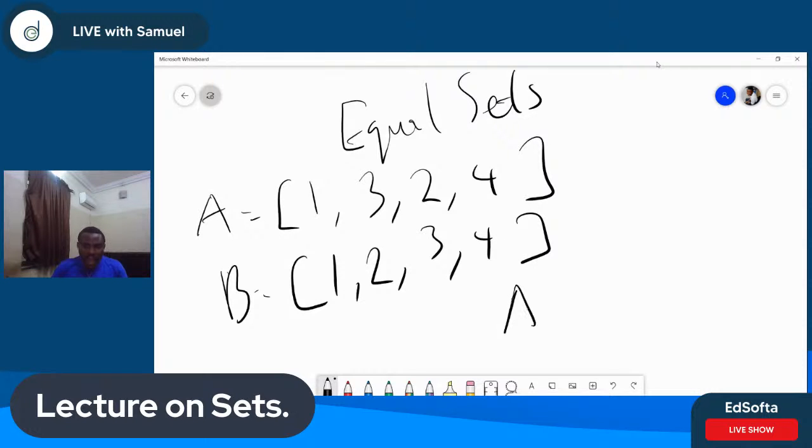No, A is equal to B, because A has all the numbers of B, and B has all the numbers of A. It is regardless of the arrangement. As long as they contain identical and equal elements, regardless of the order, they are equal sets. So that's what equal sets are about. You will not say that because they are not arranged the same way, they are not equal. They are equal sets.